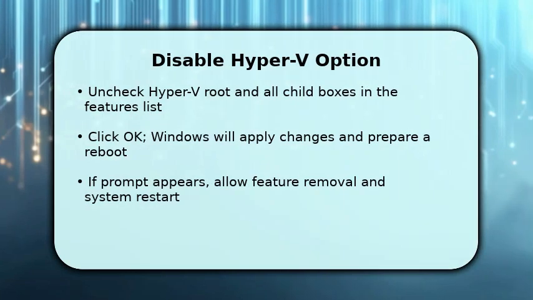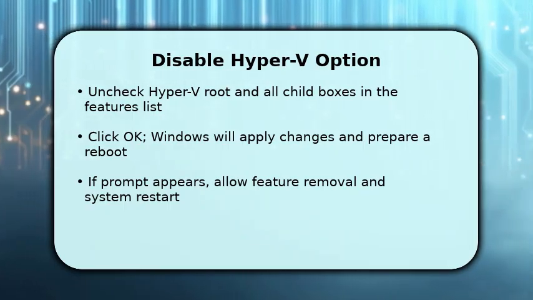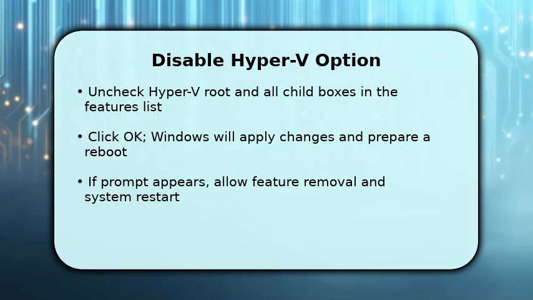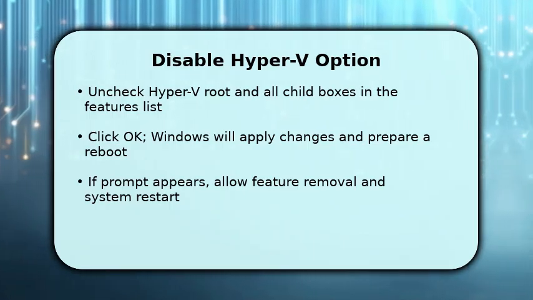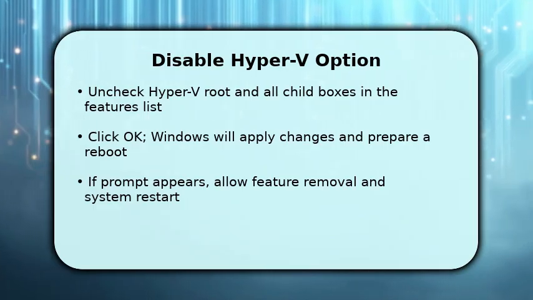Now that Hyper-V and related items are unchecked, click OK to apply changes. Windows will calculate and stage the uninstall. You may see progress bars and a request to restart. Accept that prompt because the change requires kernel-level updates.